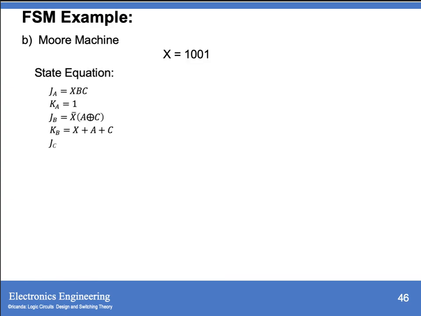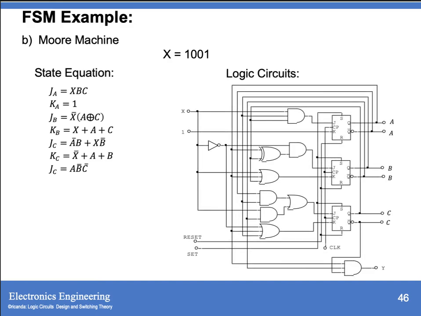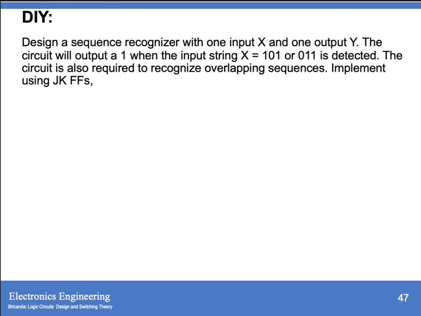So your circuit is this one. So the output of your circuit is independent of your input X. So you have to solve for this one.